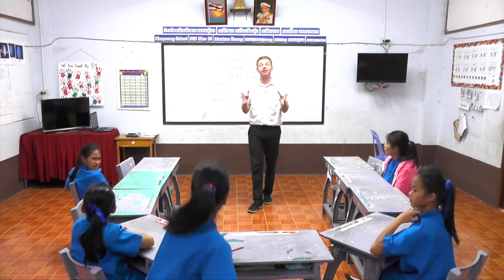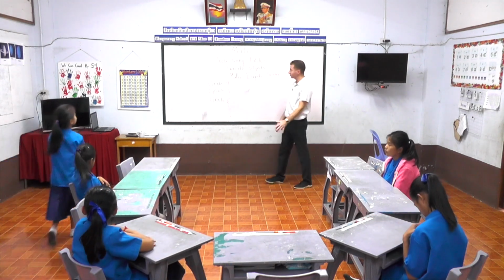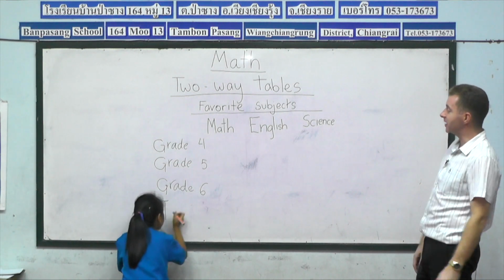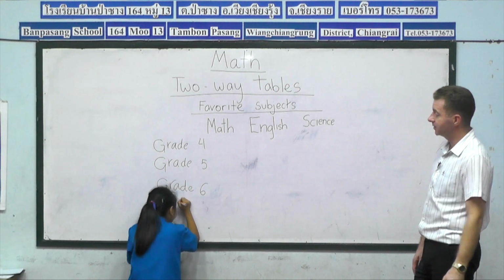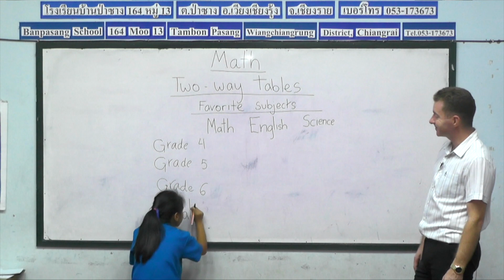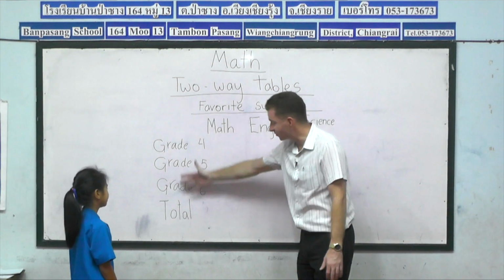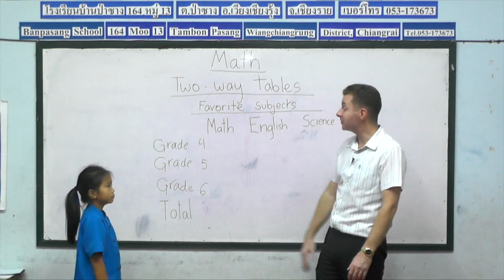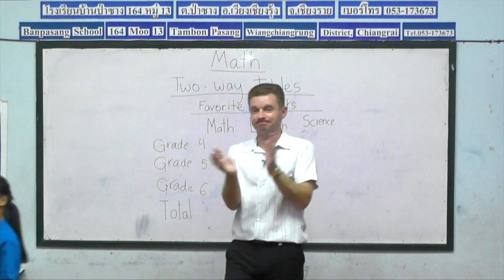So when we add grades 4, 5, and 6 together, we need a total somewhere. Where can that be? Brilliant. Very well remembered. T-O-T-A-L. That's excellent. So now we've got our one-way table here for total. And next we're going to do our second way. Prel, that was brilliant. Big round of applause for Prel, please, guys.